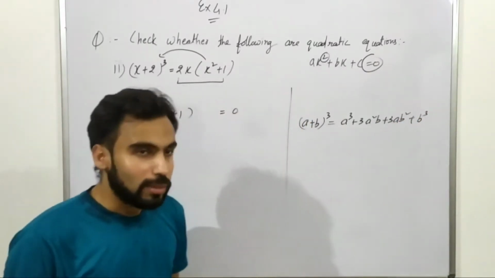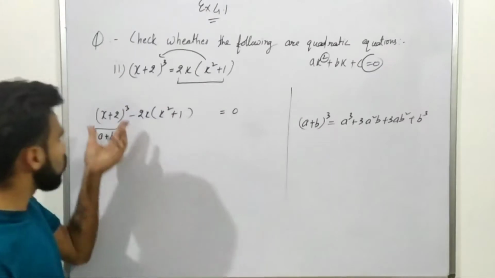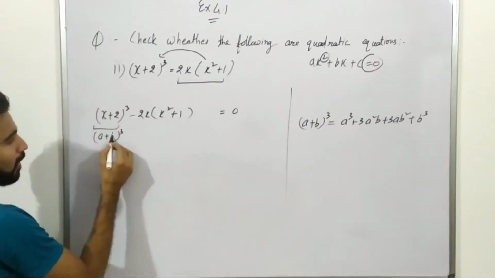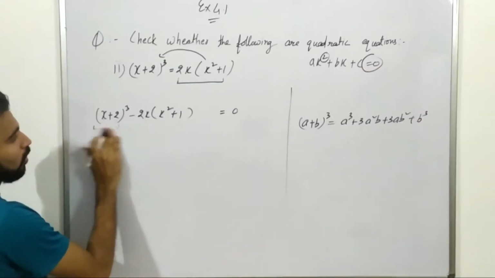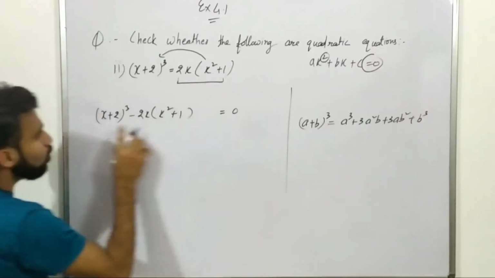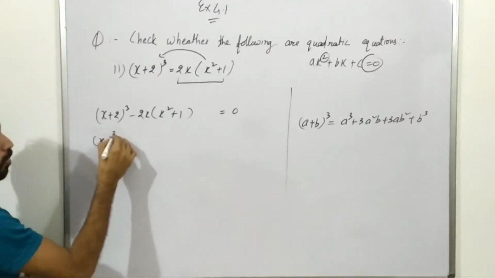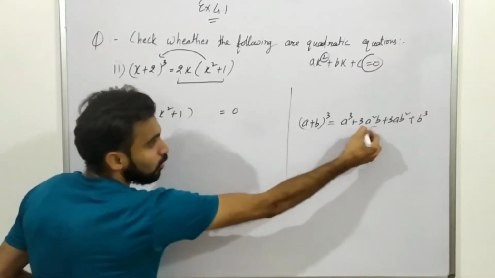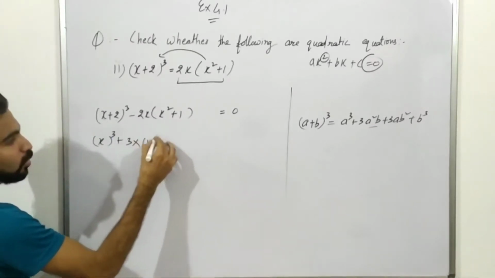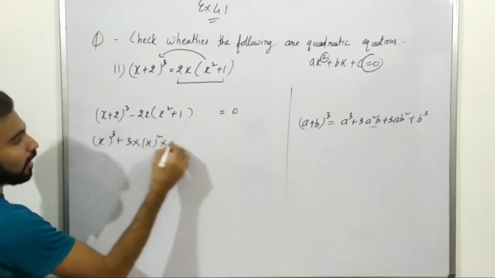Now what I will do is simply apply this formula over to this. So you can see at the place of a there is x, and at the place of b there is 2. Now if I just solve this by this formula, you can see the first step is a cube, so that will be x cube. Now further, there is 3a square b, so that is 3 into a square. So what is a? That is x square into b, that is 2.